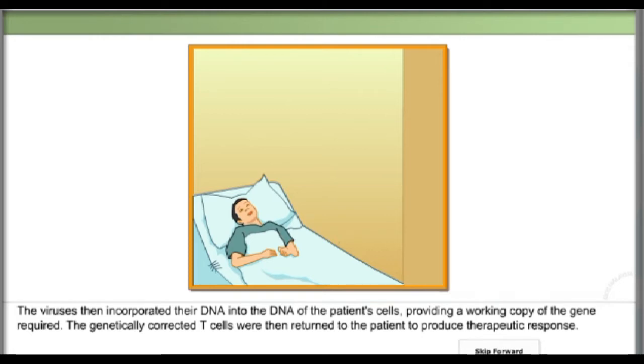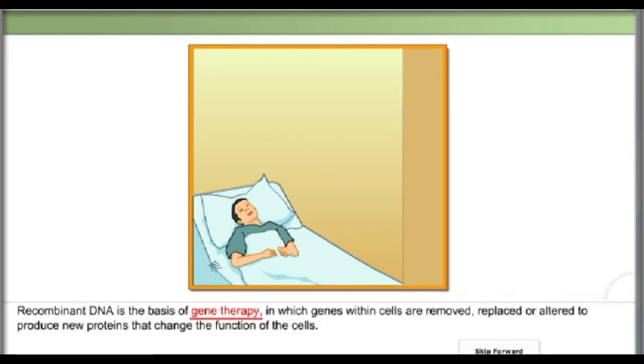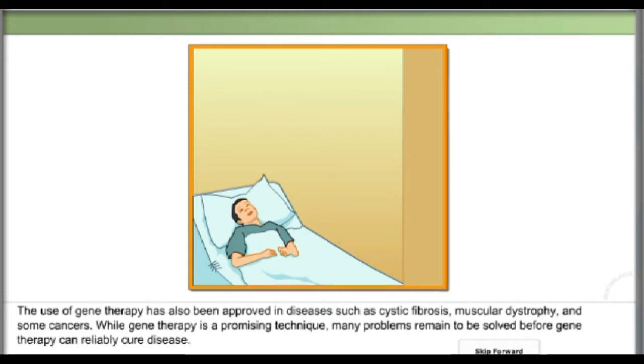Recombinant DNA is the basis of gene therapy, in which genes within cells are removed, replaced, or altered to produce new protein that changes the function of the cell. So the patient now gets a new normal cell. The use of gene therapy has also been approved in diseases such as cystic fibrosis, muscular dystrophy, and some cancers.